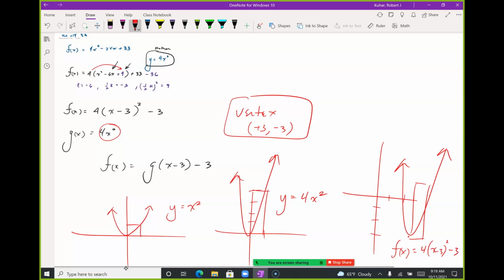So it's landed at 3, negative 3? Yeah, the vertex is 3, negative 3. Exactly. And the stretch is the 4. When I'm multiplying on the outside, I'm stretching. Well, if I'm multiplying by something bigger than 1, I'm stretching. Between 0 and 1, I'm compressing. But it's just a scale factor.